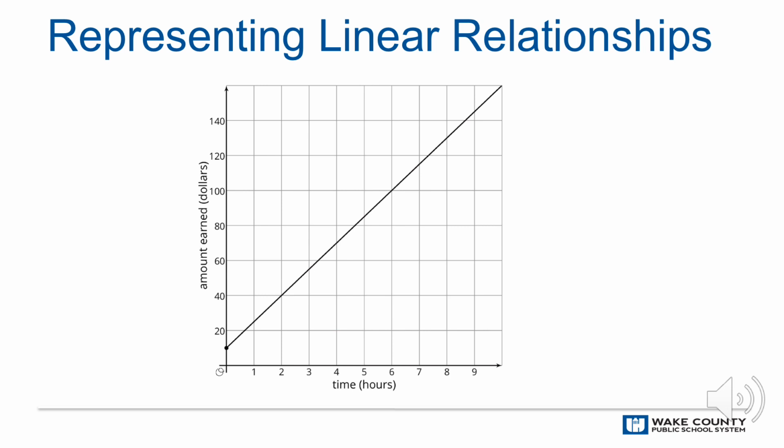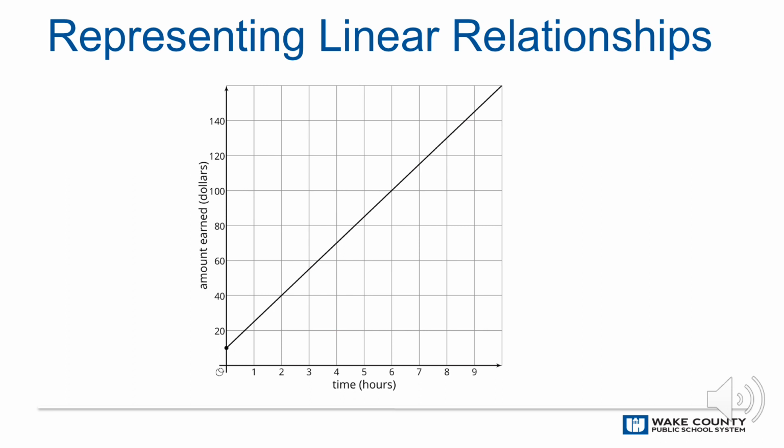Andre starts babysitting and charges $10 for traveling to and from the job, and $15 per hour. For every additional hour he works, he charges another $15. If we graph Andre's earnings based on how long he works, we have a line that starts at 10 on the vertical axis and then increases by 15 each hour.